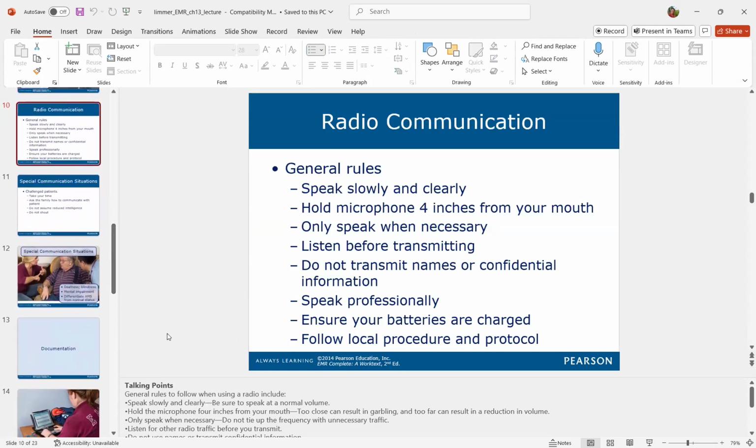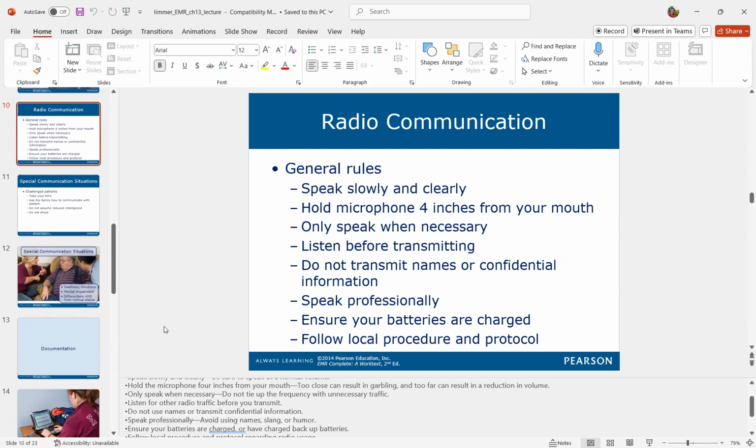We want to speak slowly and clearly, normal volume. Don't scream into the mic. Hold it about 4 inches from your mouth. Too close, it's going to kind of garble. Too far away, it can reduce the volume and the noise behind you can be picked up. Only speak when necessary. We're not going to try to tie up that frequency with unnecessary traffic.